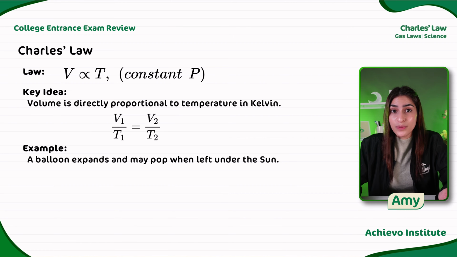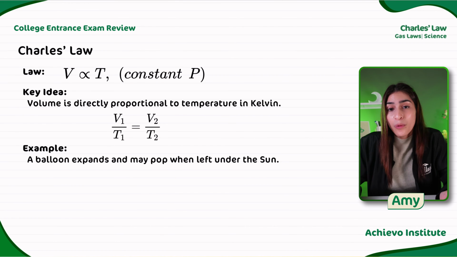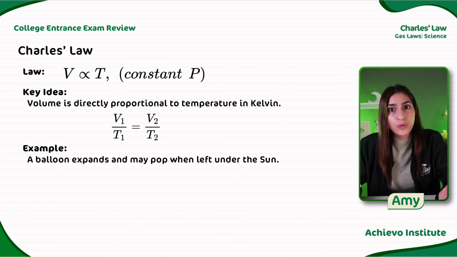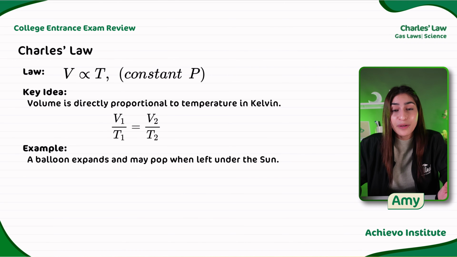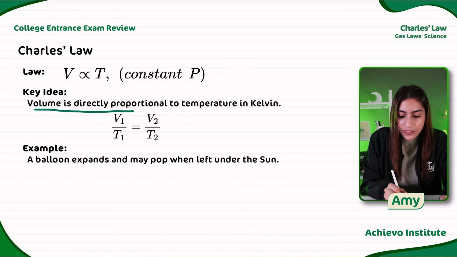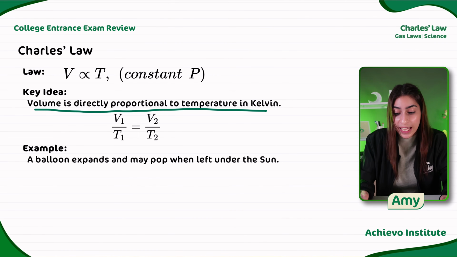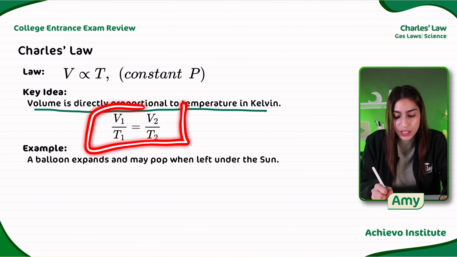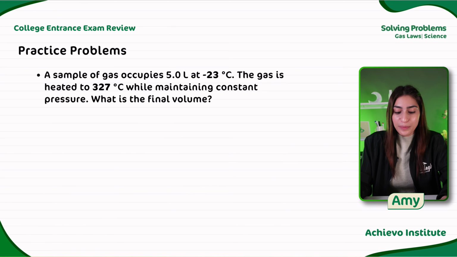Charles' law explains to us how hot air balloons rise. When the air is heated up, its volume expands. Thus, its density decreases compared to its surrounding cooler air. This allows the hot air balloon to rise up above the sky. So what exactly is Charles' law? Charles' law states that volume is directly proportional to temperature in Kelvin considering that our pressure is constant. So this is the equation for Charles' law. Let's look at a practice problem.